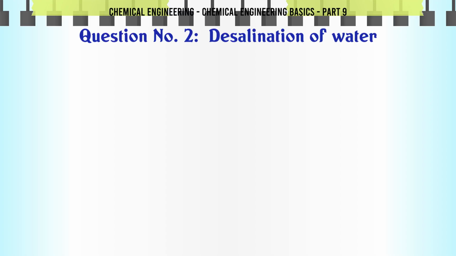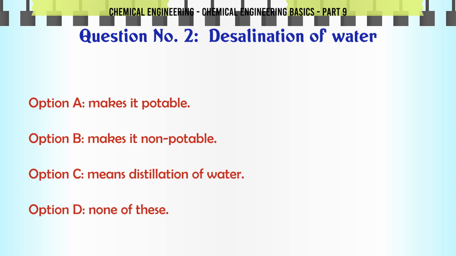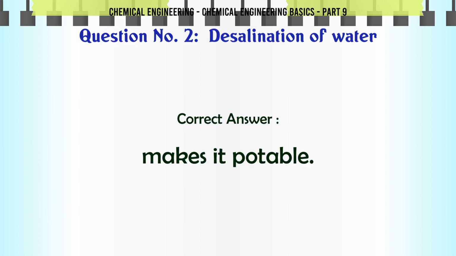Desalination of water: A. Makes it potable. B. Makes it non-potable. C. Means distillation of water. D. None of these. The correct answer is makes it potable.